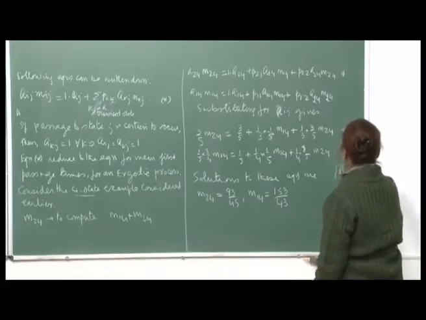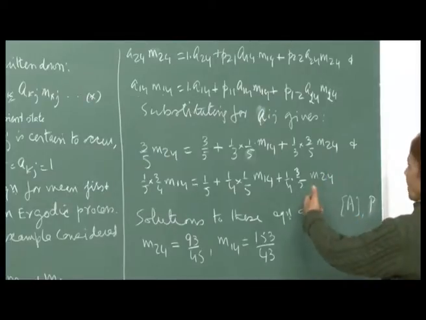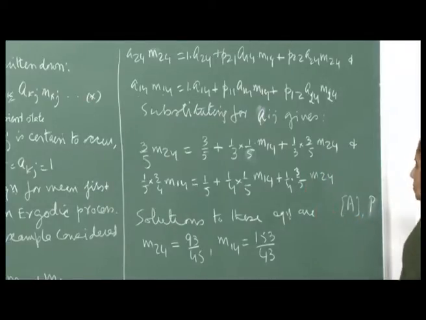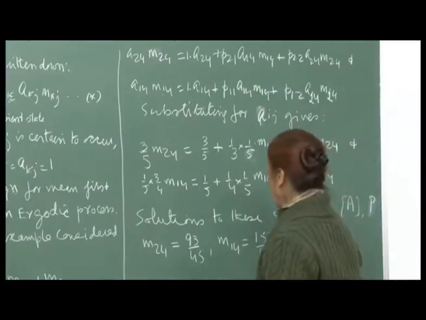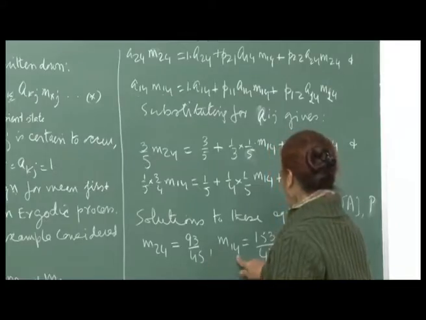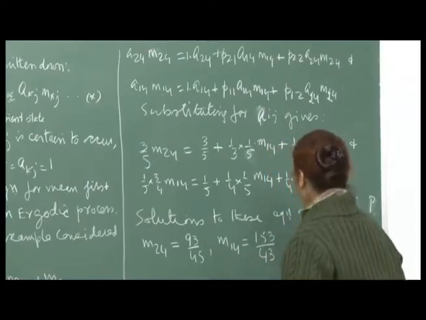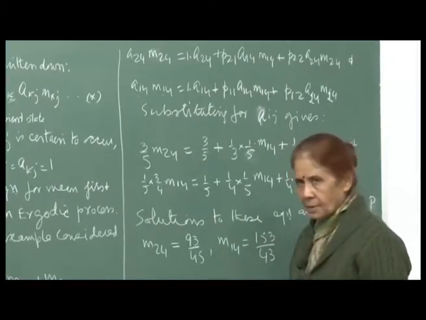So, looking at those, if you revert back to a few frames earlier, you have all these numbers. By substituting there I get these two equations, and solving them easily gives me the answer that M24 is 93 by 45 and M14 is 153 by 45.